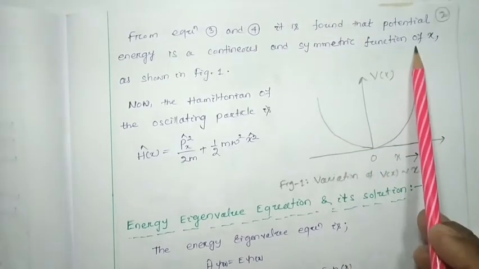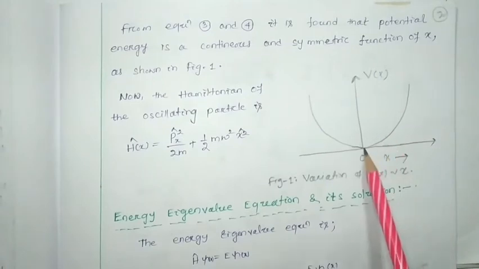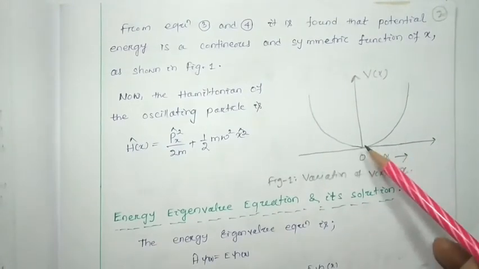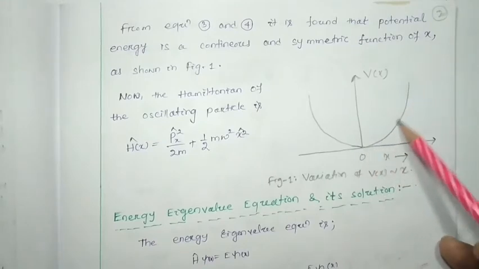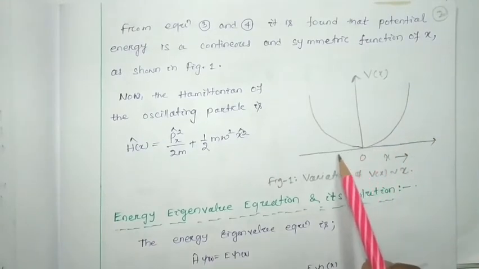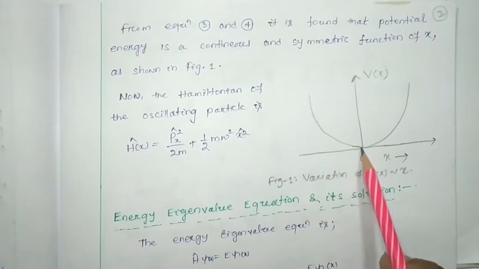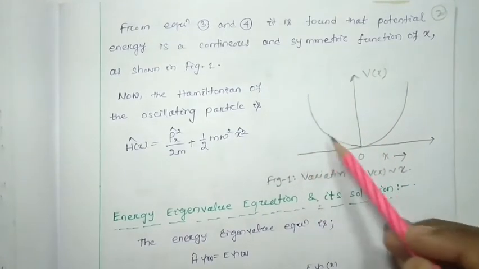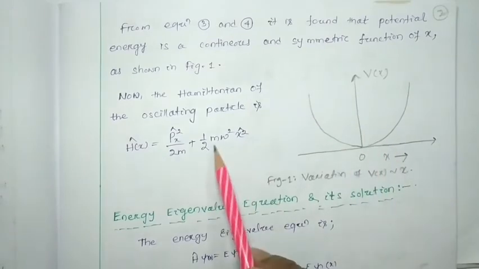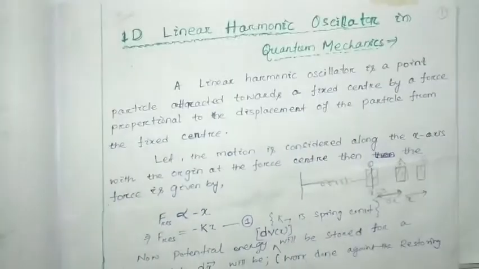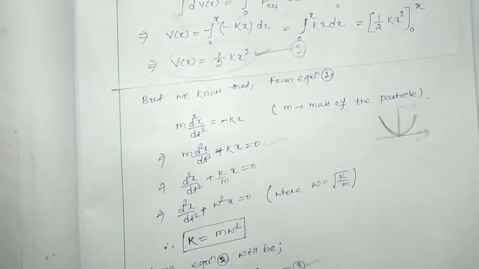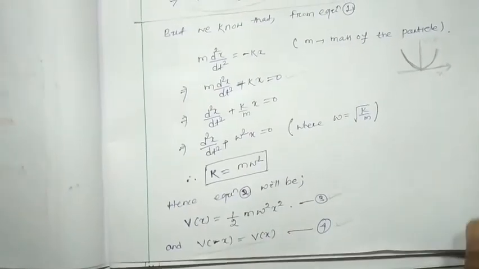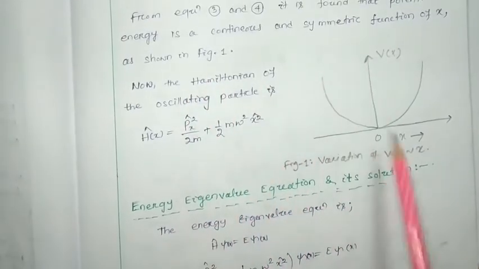Symmetric function of x means as I increase x in the positive direction, what is the behavior of the potential energy? If I decrease x, or move along the negative x-axis direction, then also the behavior will be the same, because it is half m omega square x square. That means it is parabolic in nature. So now as shown in the figure, this one.